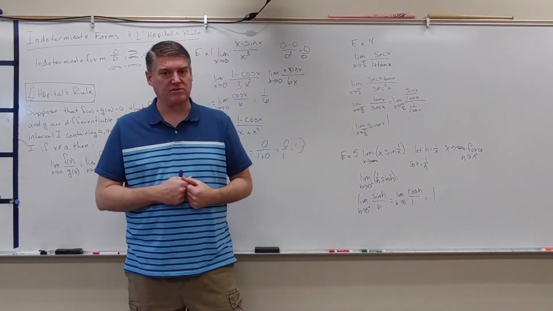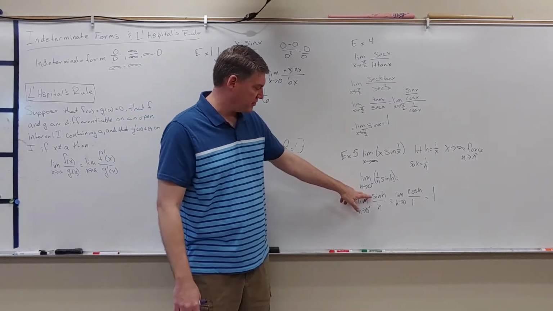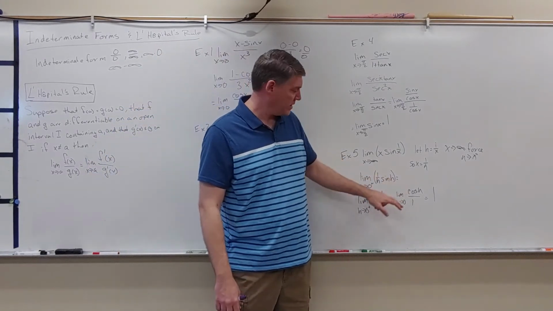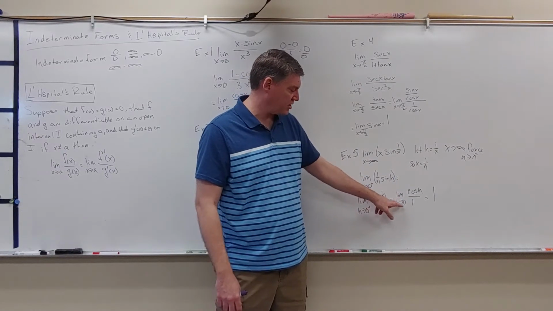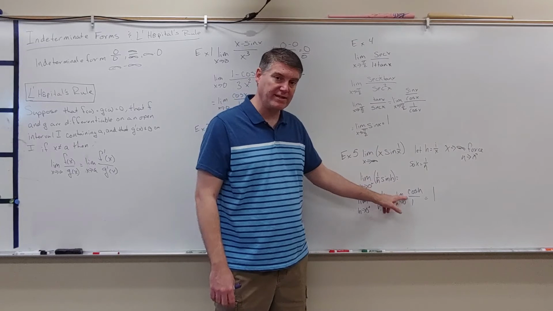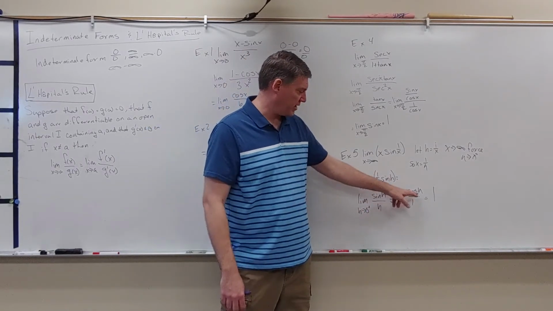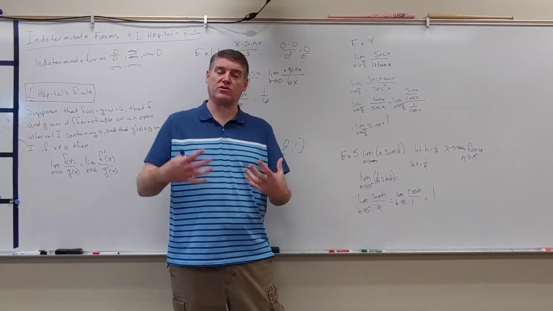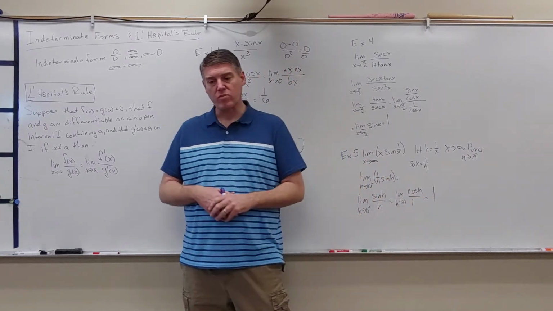So now I need to take my derivative. The derivative of sine is cosine. The derivative of h is 1. So now I have the limit as h approaches 0 of cosine h over 1. And now I try to plug in 0. Cosine of 0 is 1. So I end up with 1 over 1, which is 1.